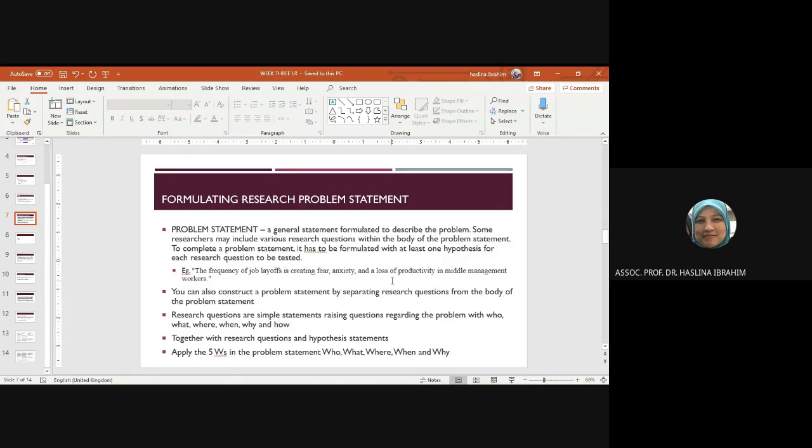You can also construct a problem statement by separating the research question from the body of the problem statement. Okay, the basics. Normally, when you want to write a research question, you will start with who, what, when, and how, right? You can also use this technique to develop your SOP, statement of problems.